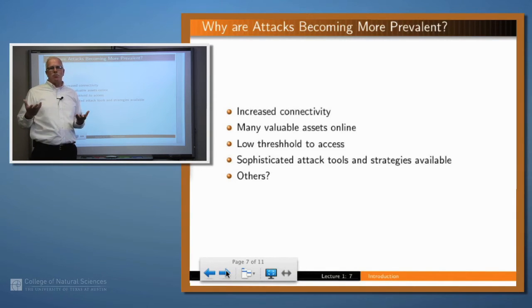Okay, so 25 years ago that wasn't the case, and so this wasn't so much of a problem, but it certainly is today. There are also many valuable assets available online. You may do your banking online, for example, right? And that suggests that your banking information is accessible to anyone who can log into your account, which may be that same guy in Kuala Lumpur.